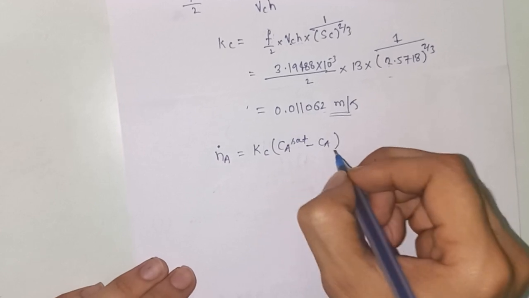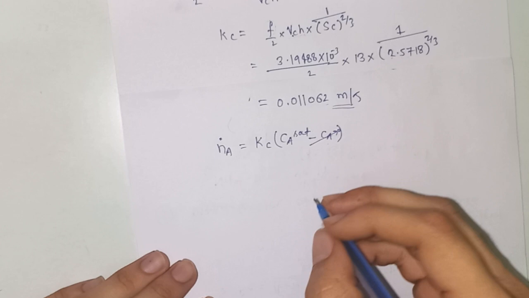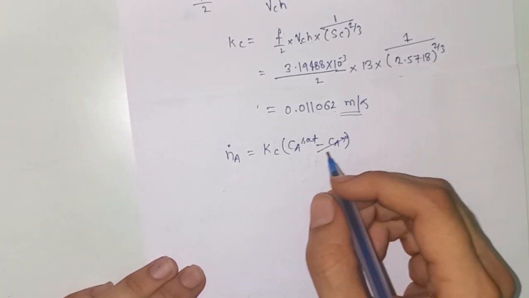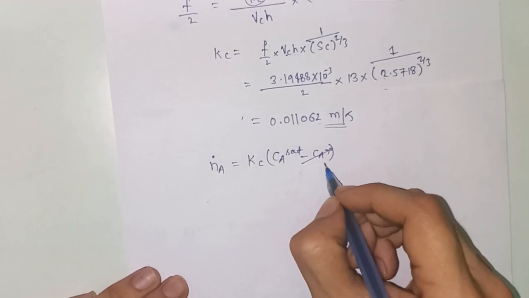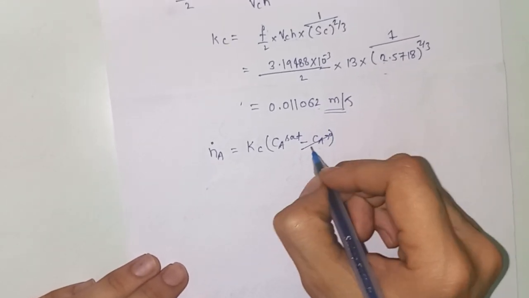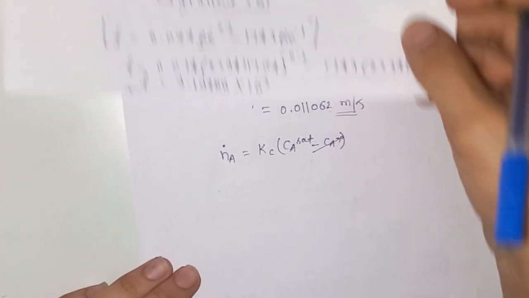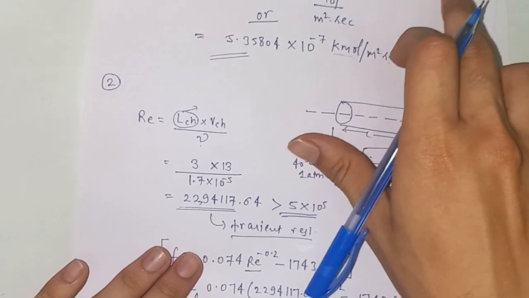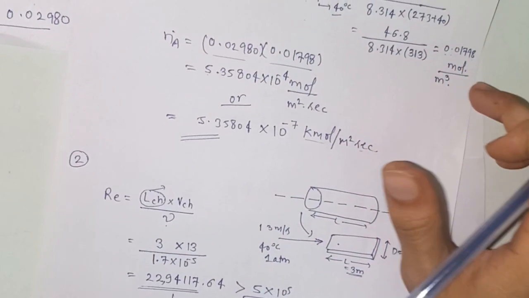So as we already explained, that is the bulk concentration of naphthalene in the air. We have assumed that the concentration before the diffusion is 0, because there is no naphthalene present in the air, so this term is neglected or can be made 0. We have already calculated Ca, the saturation concentration, in the previous part, that is 0.01798 moles per meter cube.